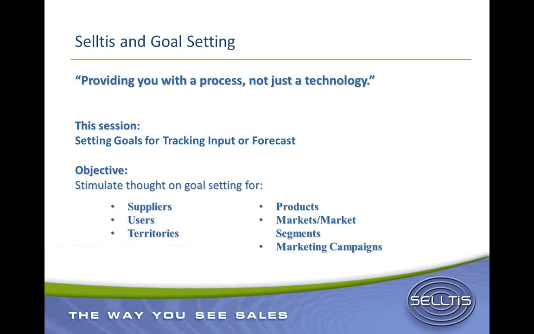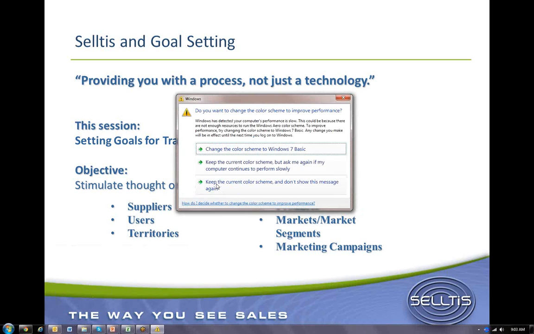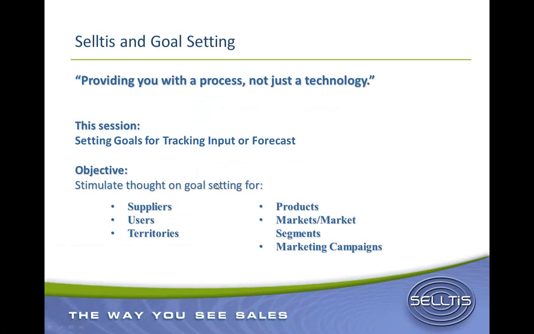So first of all, setting goals for tracking input or forecast. I want you to know that you can think about both sides of the coin here. So for example, you can set goals to track input that says, I need to have a certain number of, say, sales touches, whether that be an email blast or sales visits, all of the different types of activity histories that will get us to a point where we're generating enough activity to reach our revenue and our margin goals.